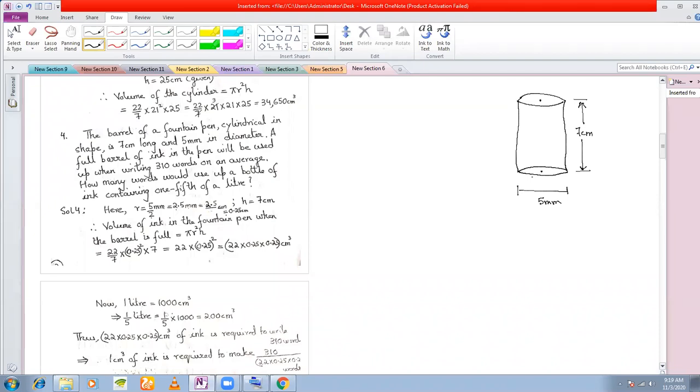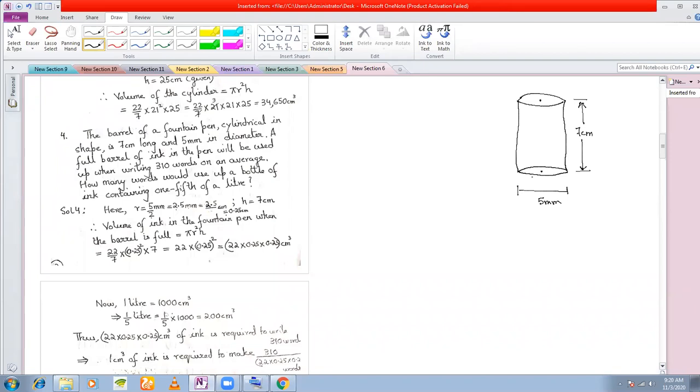Now, if you have an ink bottle, how many words will you be able to write? Not characters, in fact, words. How many words will you be able to write if you use only 1/5 of a liter? And what is 1/5 of a liter?